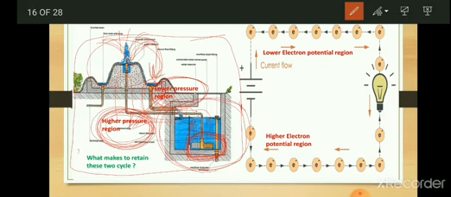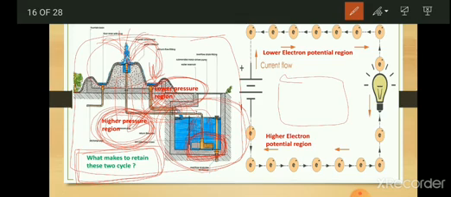Student, here is one question: what makes the cycle, what makes it retain the cycles? This difference makes the cycle continue. Similarly, student, if you see the electrical circuit also, it is similar to the water cycle.